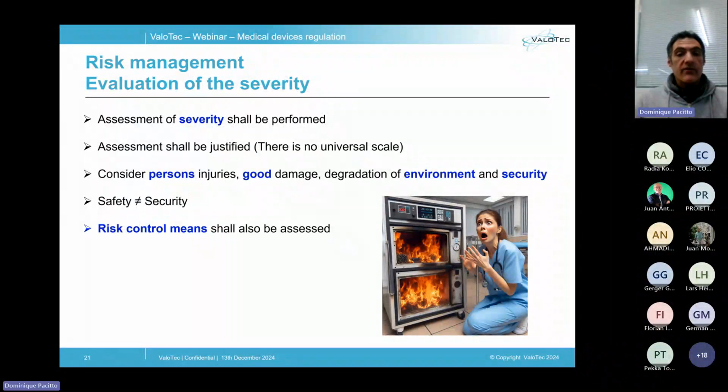Also note that the risk evaluation is performed twice, as described in the risk management process shown earlier. The first evaluation is done before the implementation of the risk control means and corresponds to the step risk evaluation, and the second one after the implementation of the risk control means, during the step risk control.